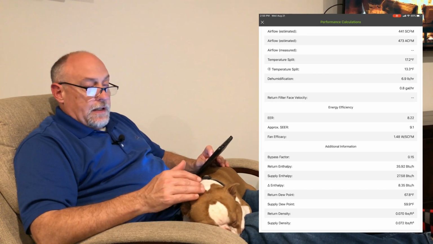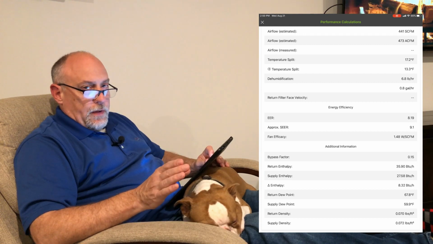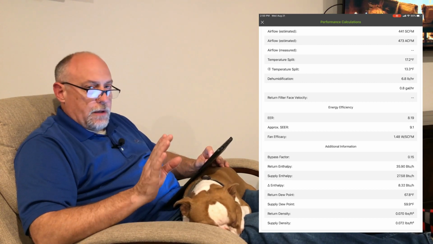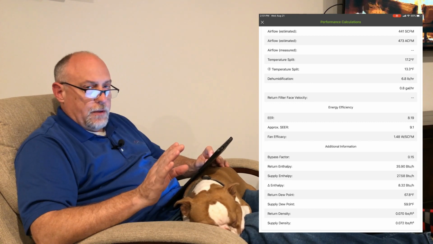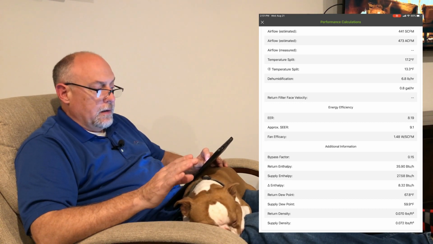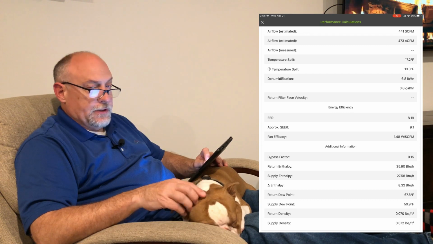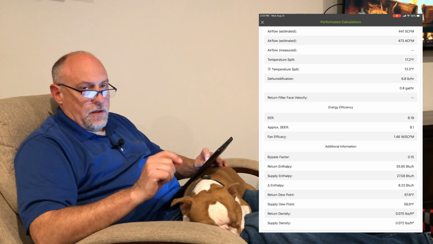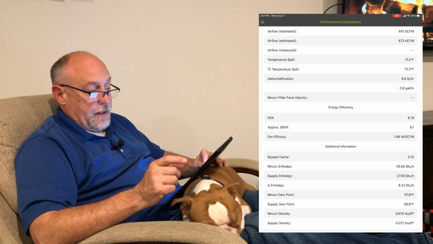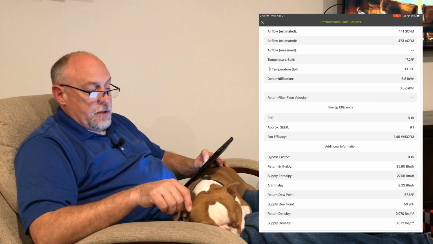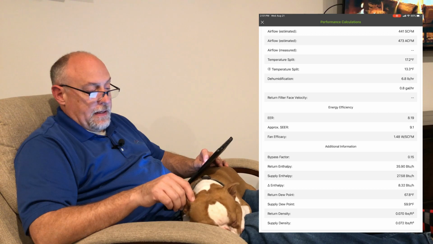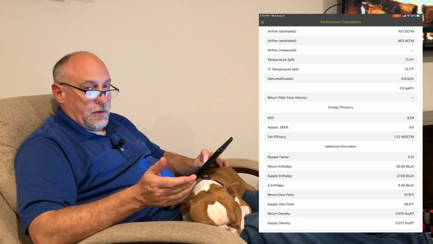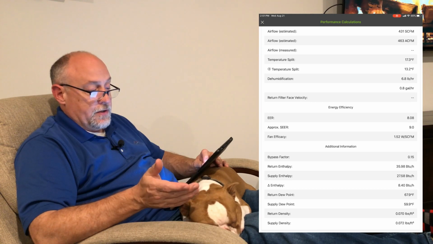Return air filter face velocity, we don't have working yet. That's a placeholder for us, but that's going to show you your face velocity, your filter. We want to keep it around 250 CFM per cubic foot. EER is our energy efficiency ratio. And the EER is simply the BTUs divided by the watts of power coming in, and then we convert that to approximate SEER. So you can see right now my EER is running around 8.19 and my approximate SEER is 9.2. This is a 13 SEER system, so even our energy efficiency is low.